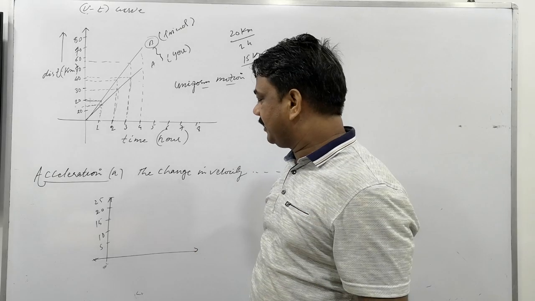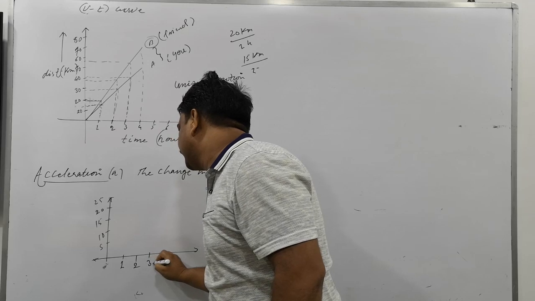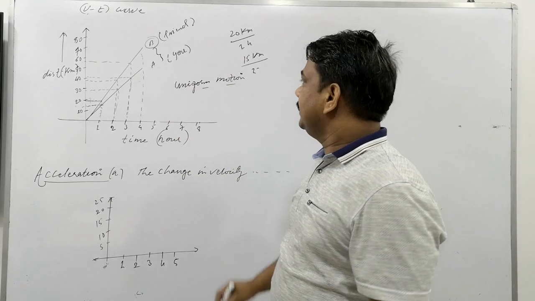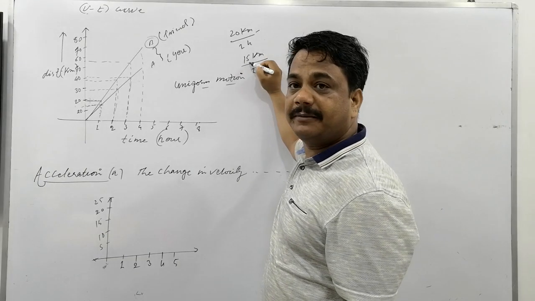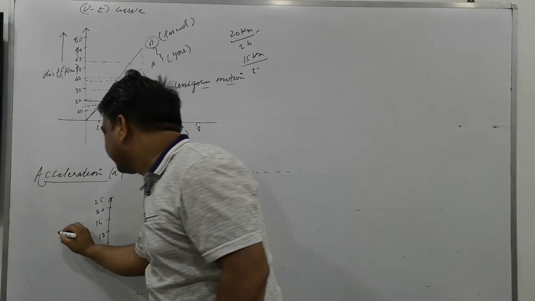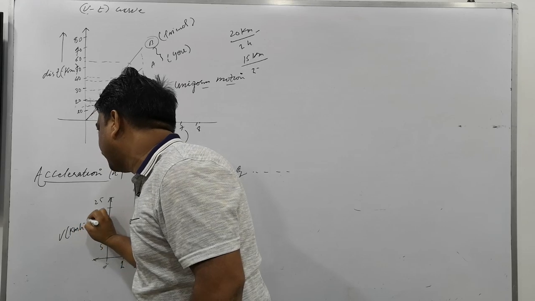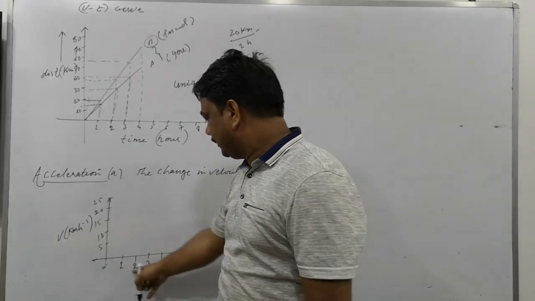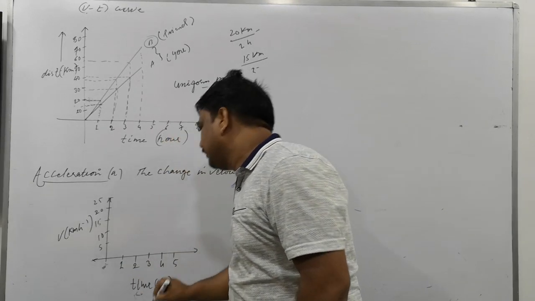So what type of graphical representation will come for that? It's 1 hour, 2 hour, 3 hour, 4 hour, 5 hour. Its speed is 20 km per hour throughout the journey. So what type of graphical representation? The vertical axis represents velocity in kilometer per hour and the horizontal axis represents time in hours. Is that clear?